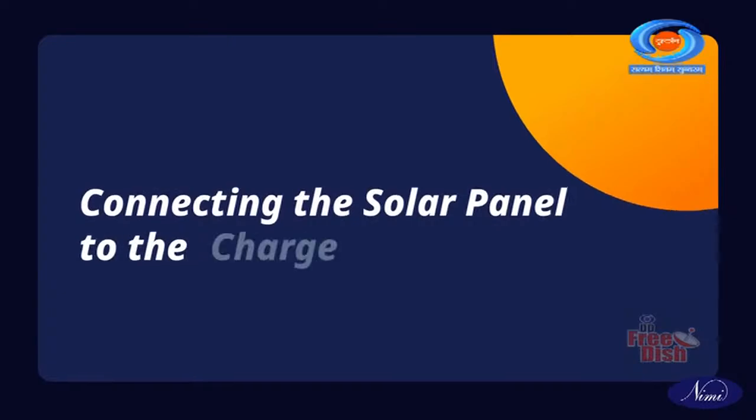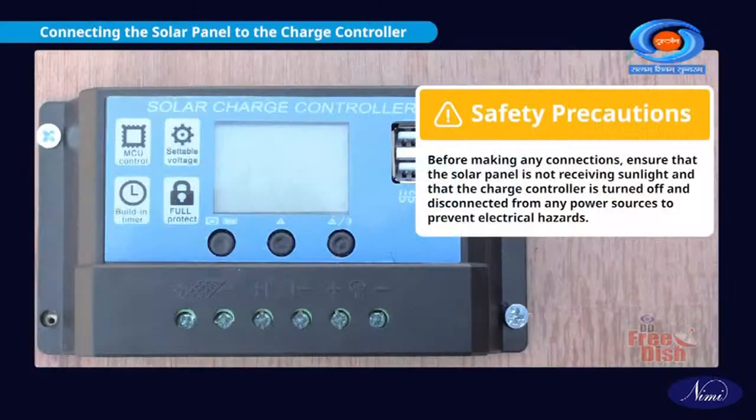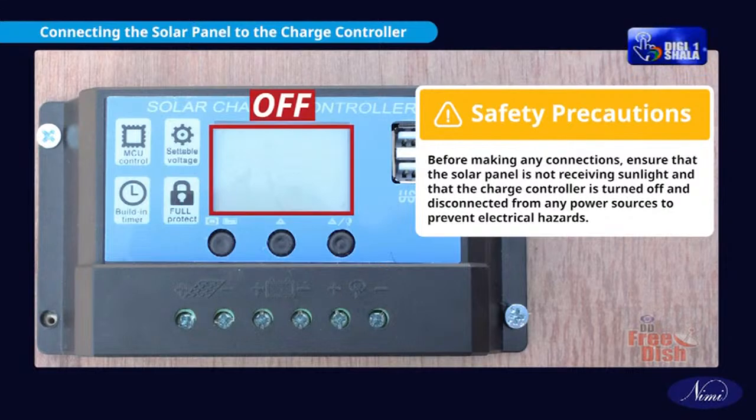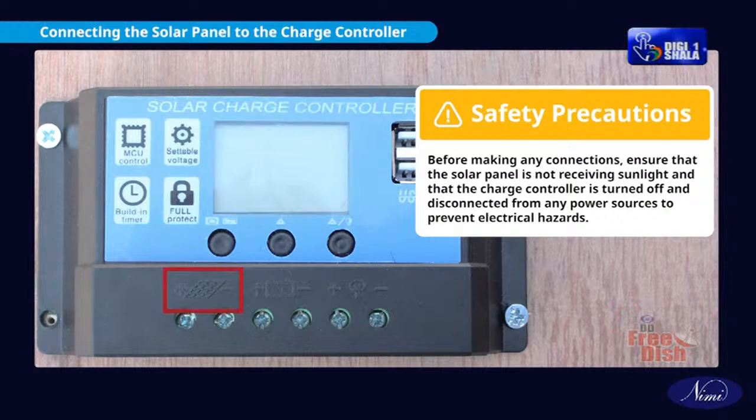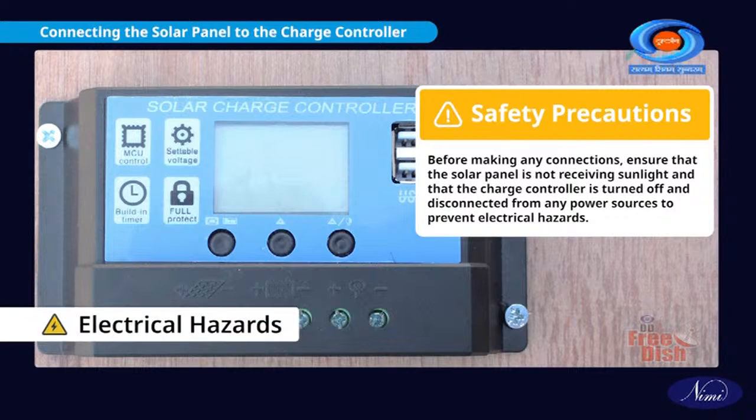Connecting the solar panel to the charge controller. Safety precautions. Before making any connections, ensure that the solar panel is not receiving sunlight and that the charge controller is turned off and disconnected from any power sources to prevent electrical hazards.